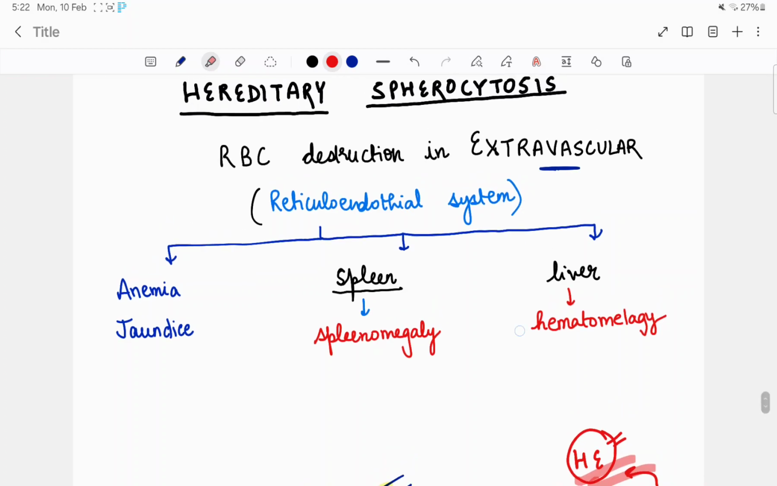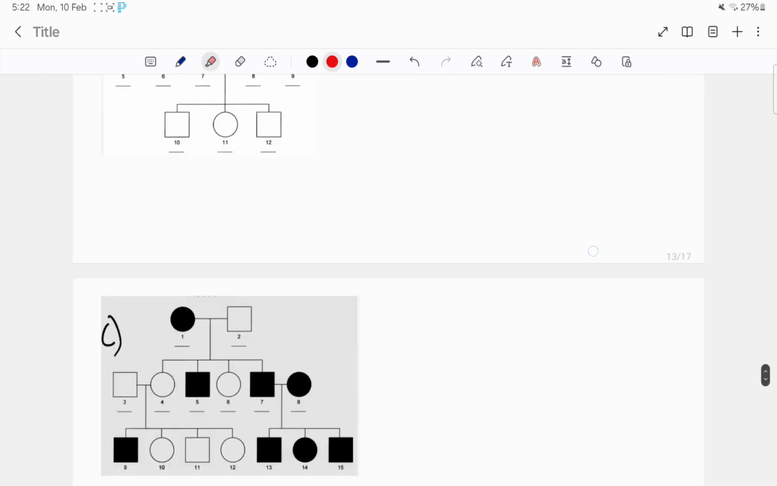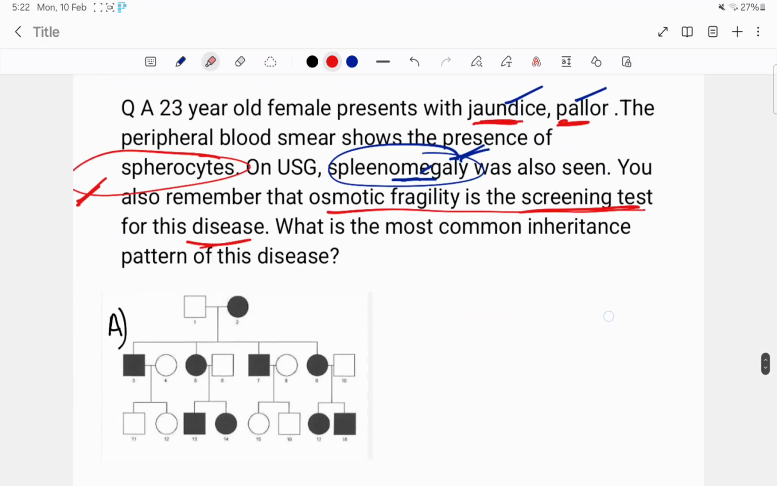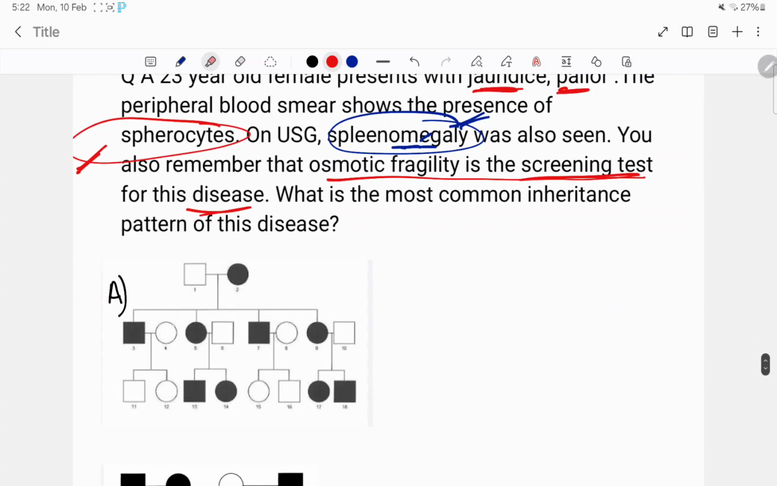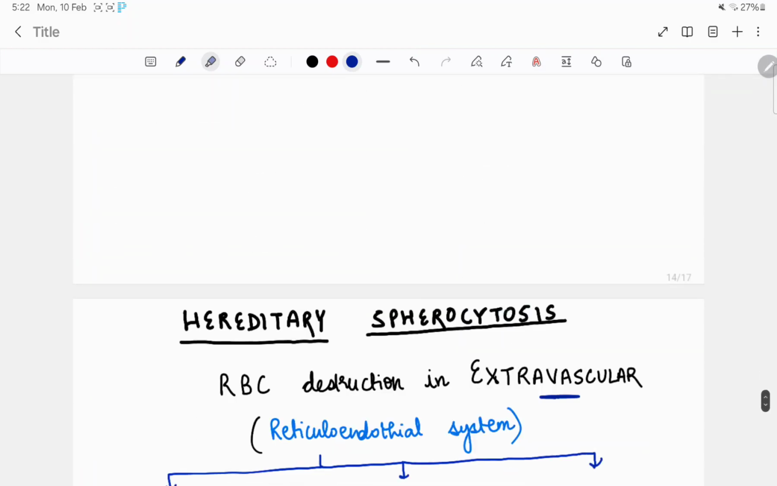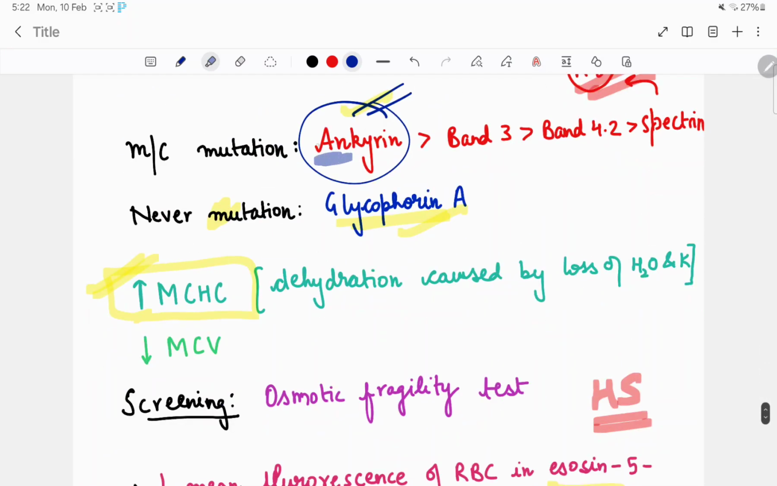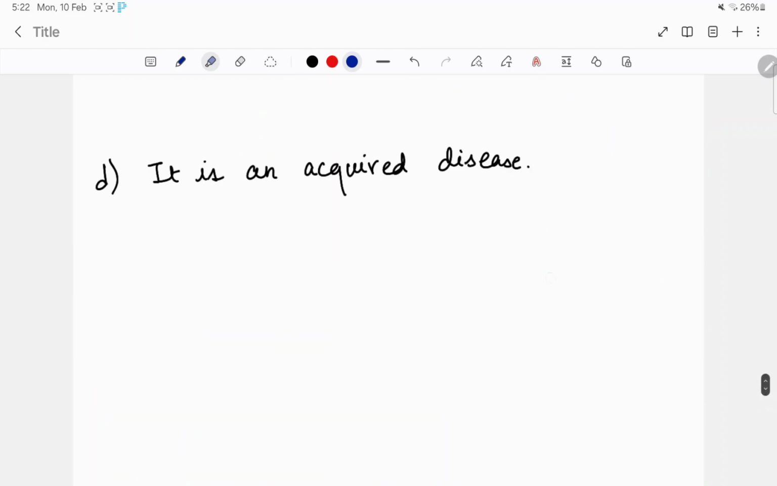This is from surgery. So now what do you have to know? You have to know the most common inheritance pattern of this disease. So from A you can learn: ankyrin, it is autosomal dominant. It can be autosomal recessive, but most commonly it is autosomal dominant.